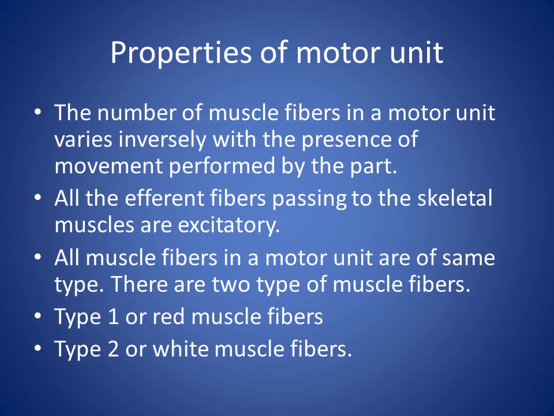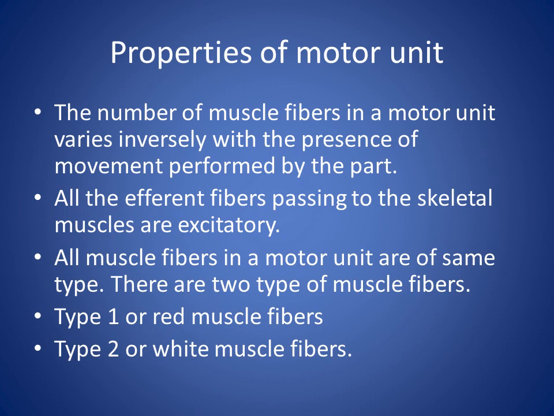Now coming to the properties of motor units. The number of muscle fibers in a motor unit varies inversely with the precision of movement performed by the part. Means the muscles concerned with fine graded precise movement, such as the muscles of the hand and those concerned with eye movement, have 3 to 6 fibers per motor unit. Means only 3 to 6 fibers are supplied by one motor unit. In the muscles of the leg and back, there are 120 to 165 muscle fibers supplied by one motor unit. Means the amount of fibers supplied helps to decide the precision of the work.